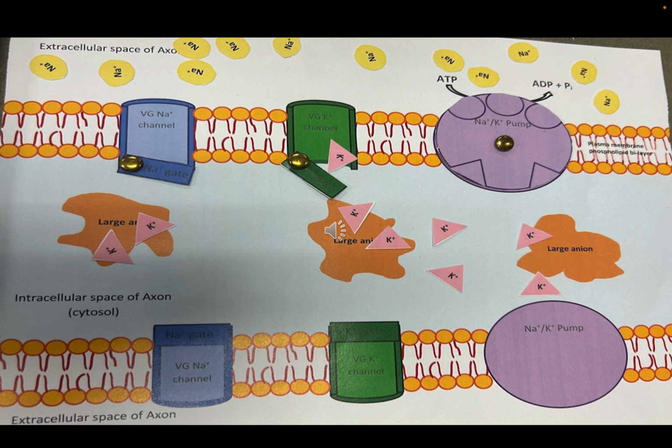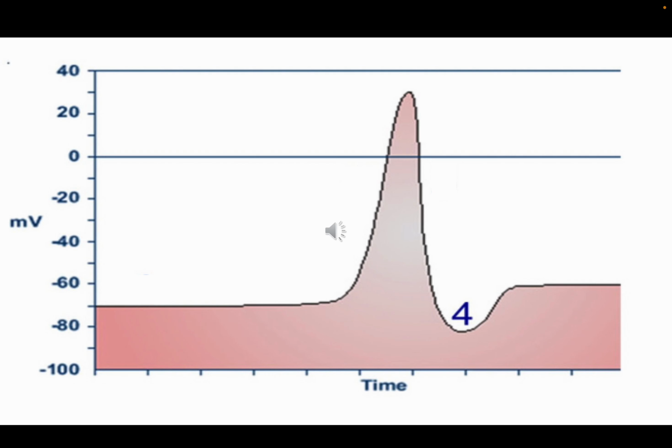If there is any leftover potassium on the outside, it will want to come in through the door since it is positive. And lastly, here on our graph, it is number 4, hyperpolarization, where the potassium channels now slowly close, resting membrane potential is getting established, and the cell membrane is ready for the next stimulus.